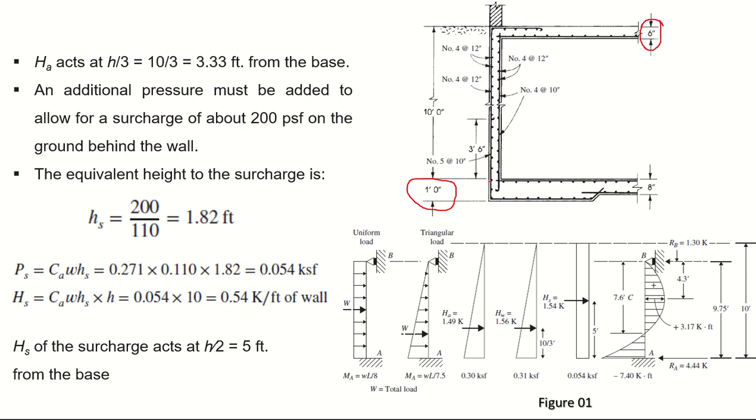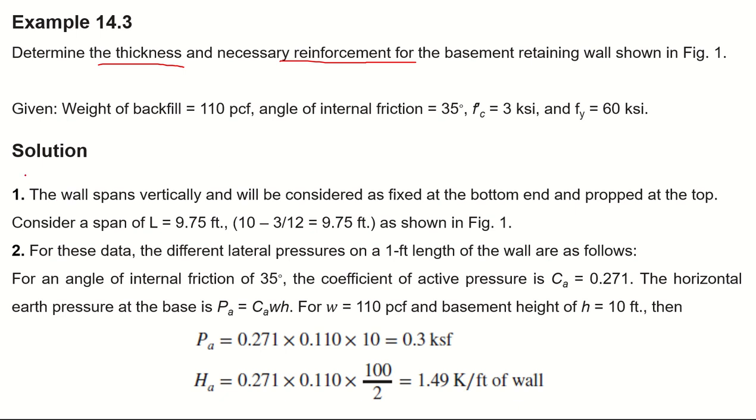The height of the basement wall is taken from this point, which means that the basement slab has been ignored. So the height of the wall is 10 feet, which is from the face of the basement slab to the upper face of this first floor slab. This 6 inches is included in this 10 feet, so the total height of the wall is 10 feet. Now given is the weight of the backfill, which is 110 PCF. Angle of internal friction is 35 degrees. Material properties are: concrete has 3000 and steel has 60,000 PSI strength.